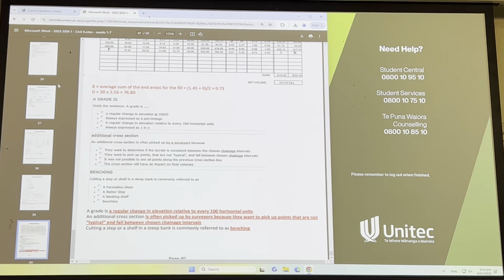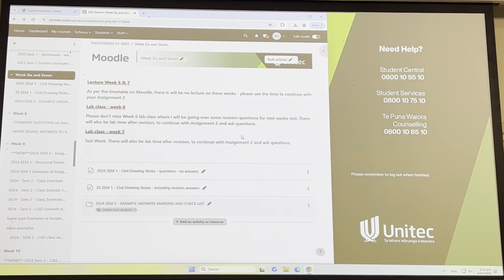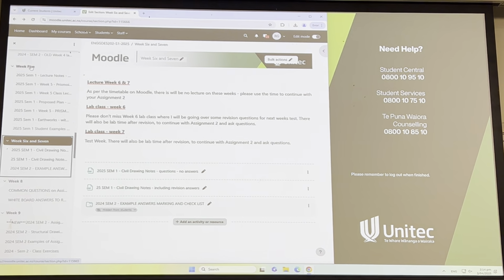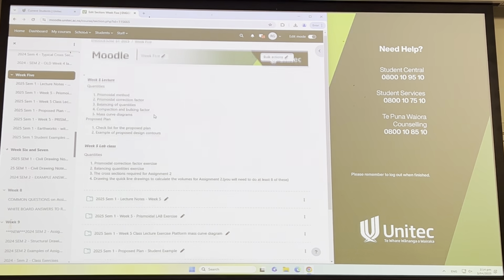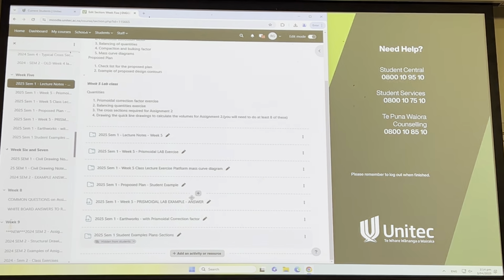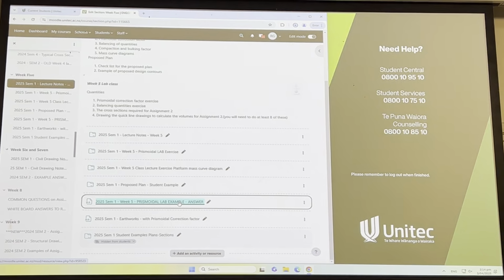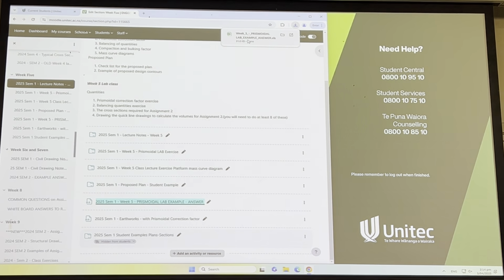Now you want to know about this spreadsheet, so if you go to week 5, the model lab example answer has got a sheet there with a formula on it. I'll just open that up if it lets me.